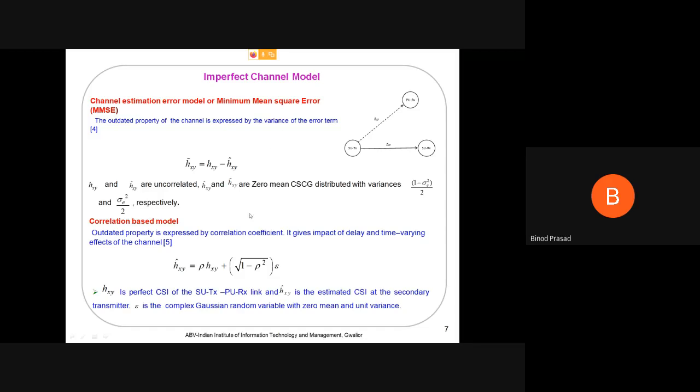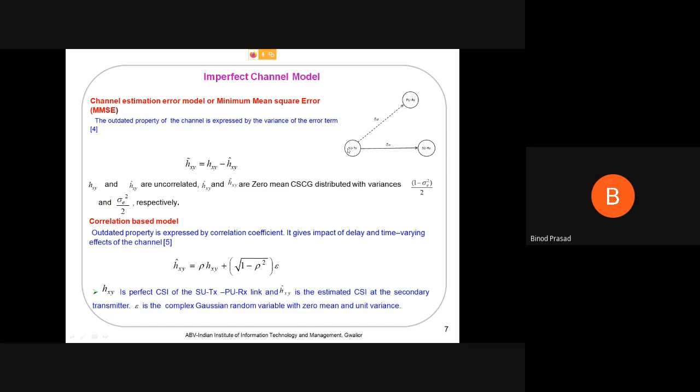Another one is the correlation based model, where a user is moving, and in that case also, the kind of feedback delay is given by this rho, that is the correlation coefficient. This has a relation with Jakes' model, that is, for any Doppler effect, we have seen that if the user is moving, then this effect will cause an error in the received signal. So this is related to that one. I'm not showing the mathematical formulations, because it will get somewhat complex. So this correlation coefficient somehow gives a kind of error.